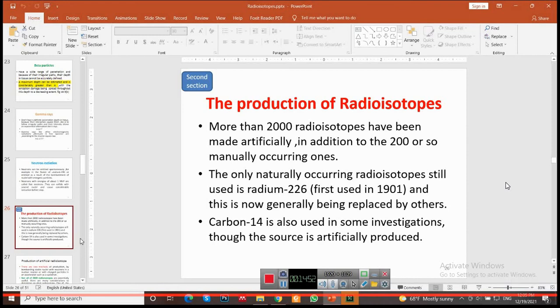Today, we have more than 2,000 types of artificial radioisotopes, and in the following we want to know how we can create and produce different radioisotopes.